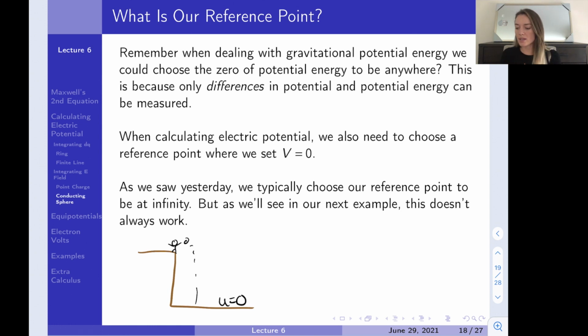And remember, this is because only differences in potential energy are measurable and meaningful physically. We never talk about the potential energy of just a single point. That doesn't have any meaning in physics. It's always the difference between two points that we want to talk about. And that's why we need a reference point, and we need an easy reference point.